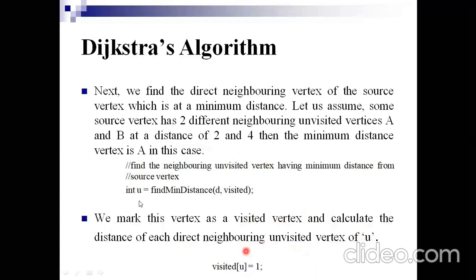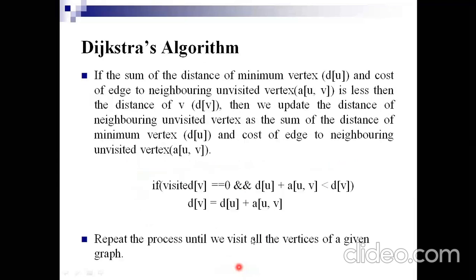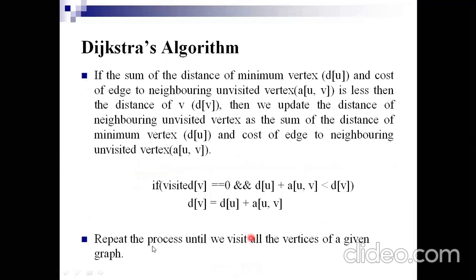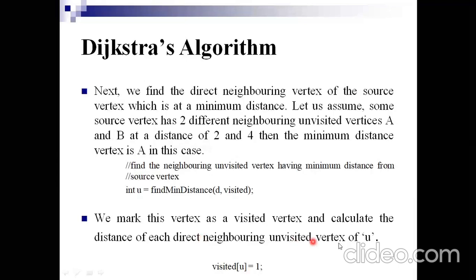So how do you mark the vertex U as visited? Visited of U equals to 1. Because U is now marked as visited. What is U? U is a minimum distance vertex, which is still not visited. So mark it as visited. Next step is now to find out the distance of direct neighboring unvisited vertex of U. When I tell direct, means to say it is the vertex which are adjacent to U. That's what I mean. So I should calculate now the distance of the vertex which are adjacent to the vertex U. And whichever vertex is now adjacent should be unvisited.